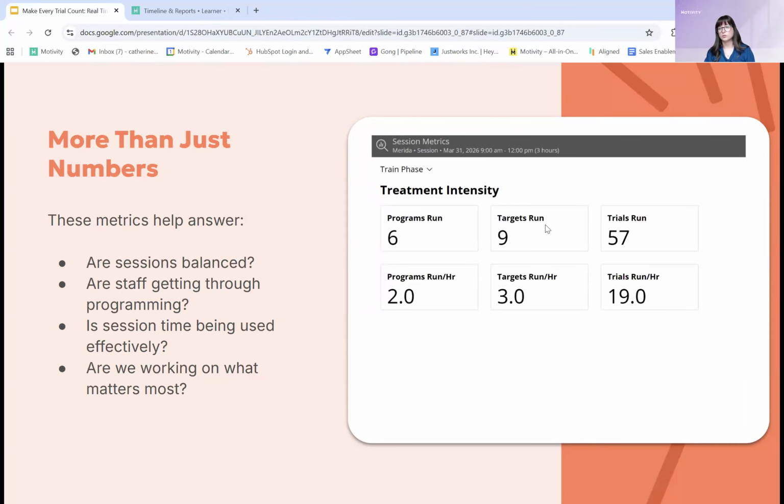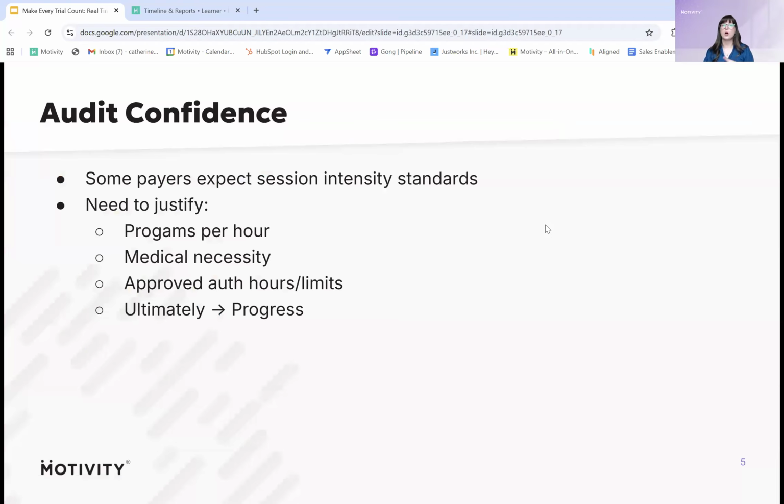What this also does in terms of clinical decision making is make sure that you have audit competence and that you're audit ready. Some payers expect a certain number of programs to be run or targets to be run per hour. There are certain session intensity standards that can be really difficult to identify if you are hitting without this type of data. Sometimes you need to justify programs per hour.